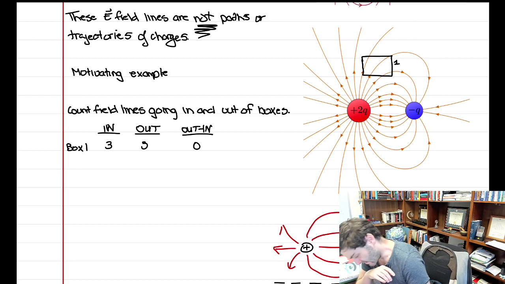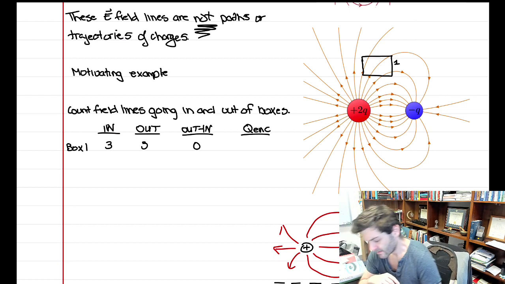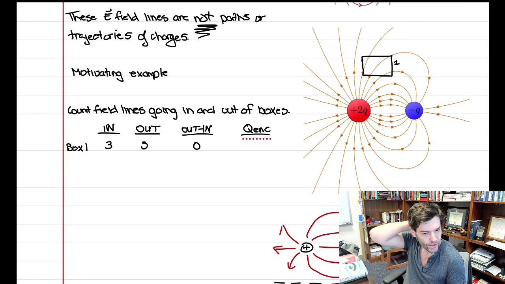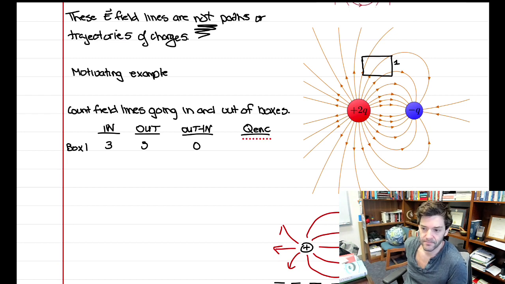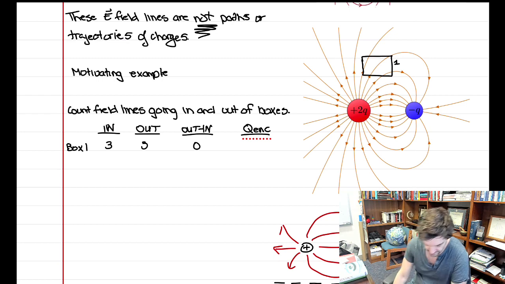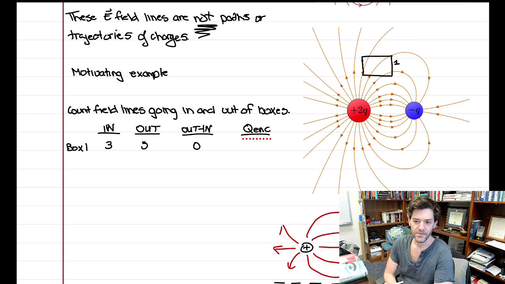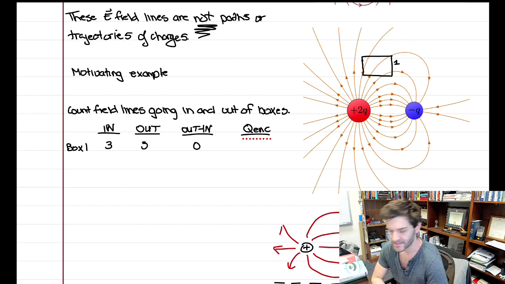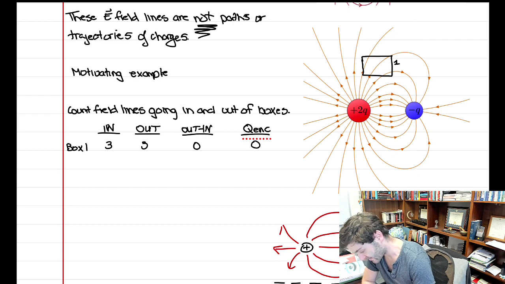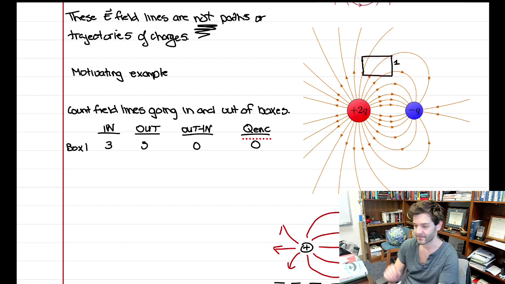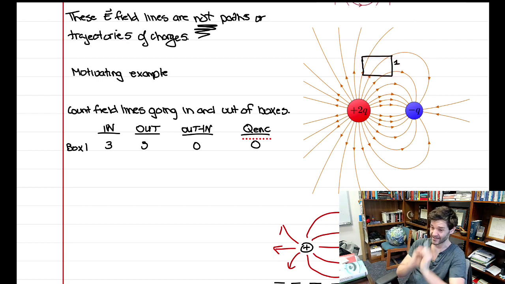And just to help us see what we're aiming towards, if I also ask how much charge is inside the box, or I'll call it Q enclosed. In this case, there's no charge inside the box. There's no positives or negatives inside that box. There's a charge here and a charge here, but inside this box there's no charge, if I just focus on just inside the box and nothing else.